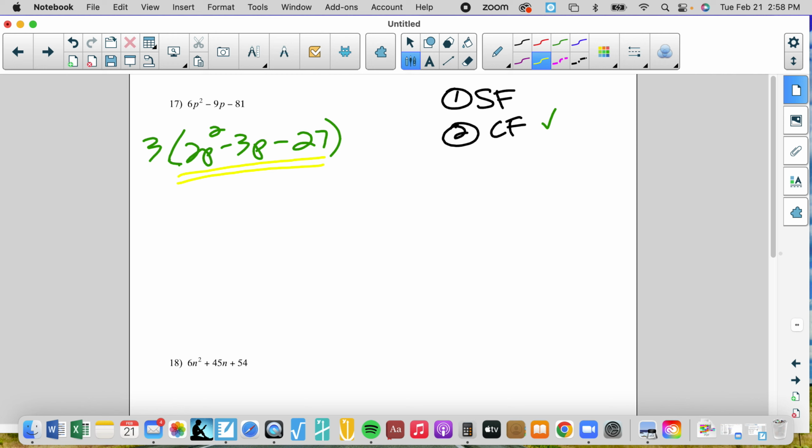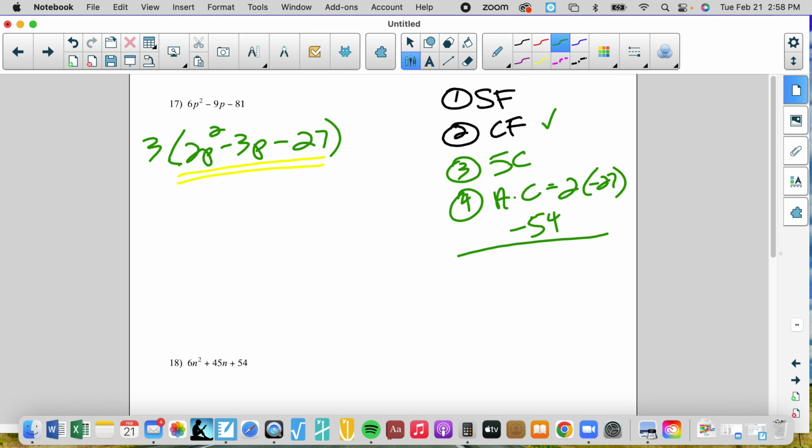And now we are going to just work with this. This is our new trinomial. So we go back to standard form. Is there a common factor? No. And now we start with this trinomial. Is it a special case? Nope. A times C. Oh, you got to be kidding me. That is negative 54, 1 and 54. I think that's the first time that's ever happened on a recording.